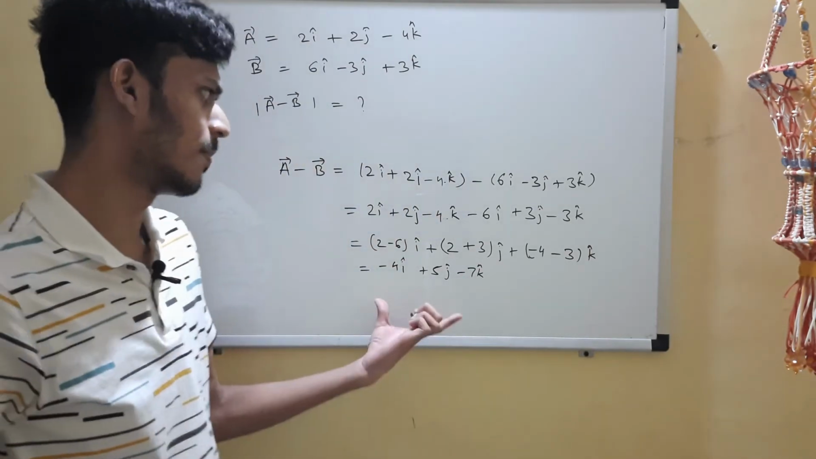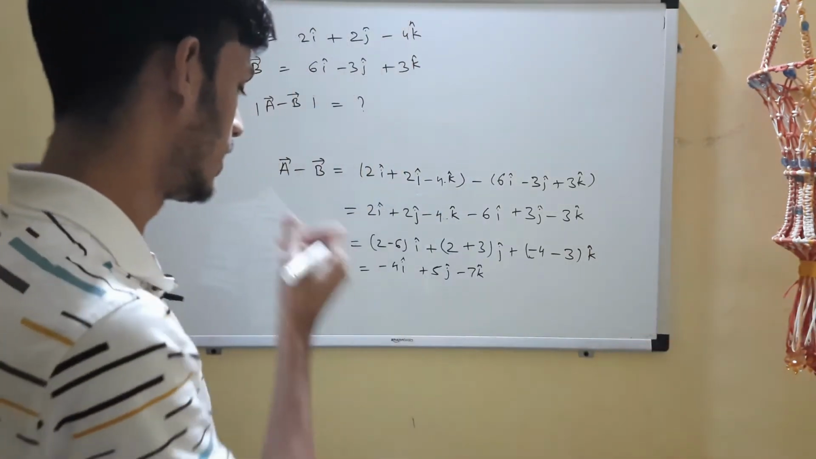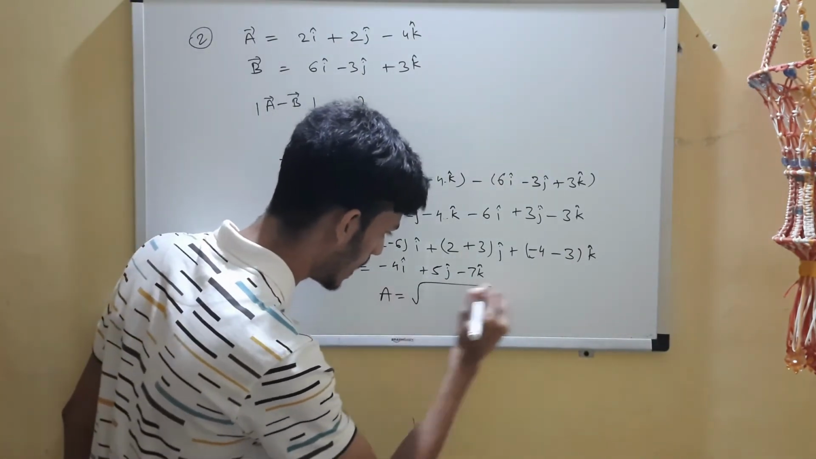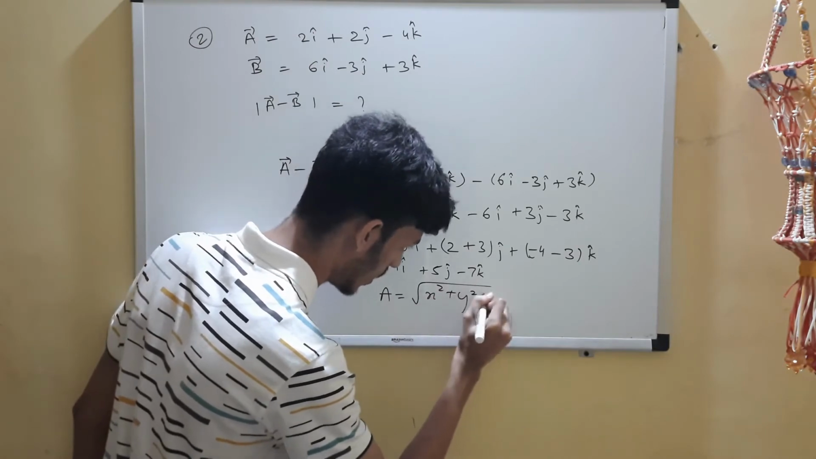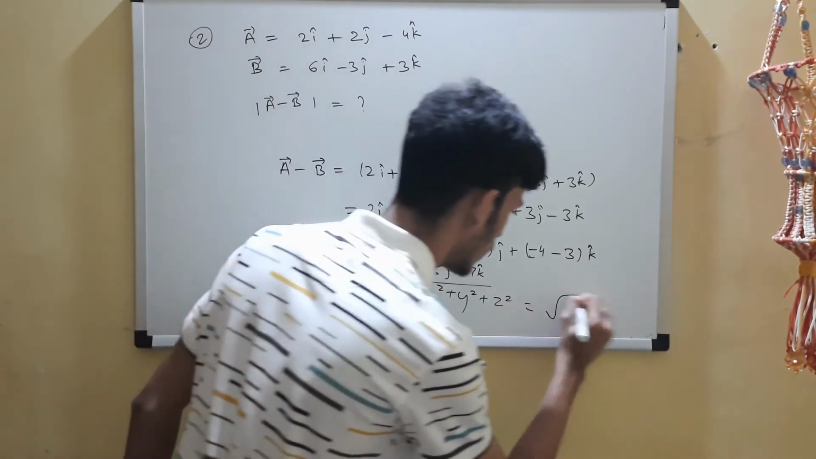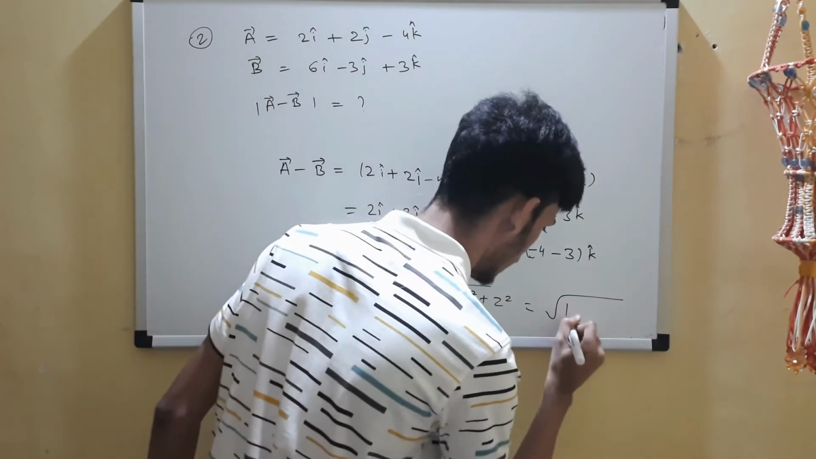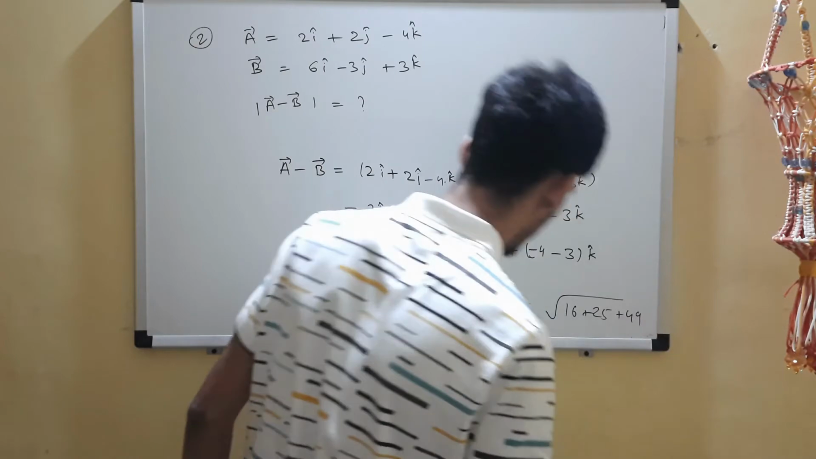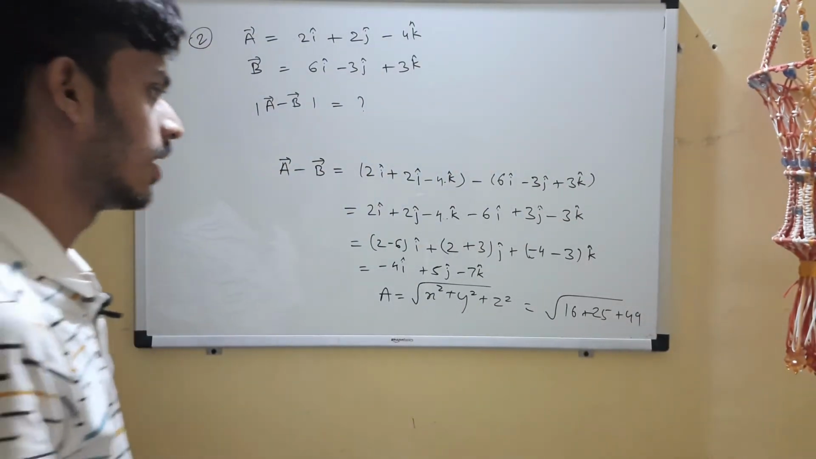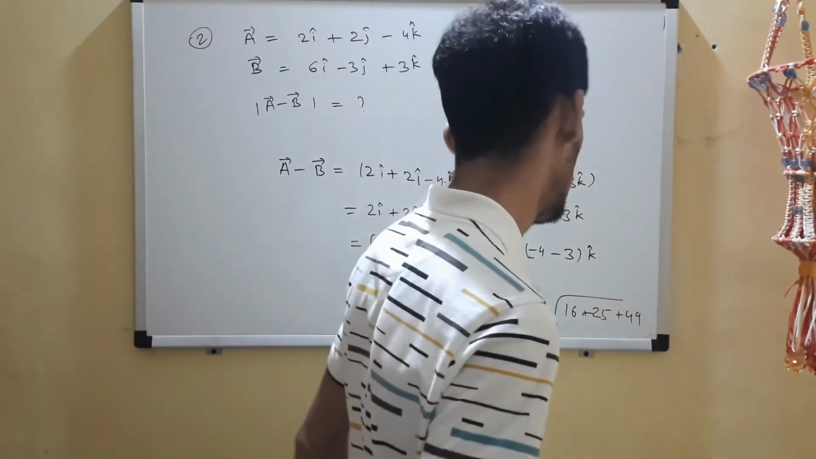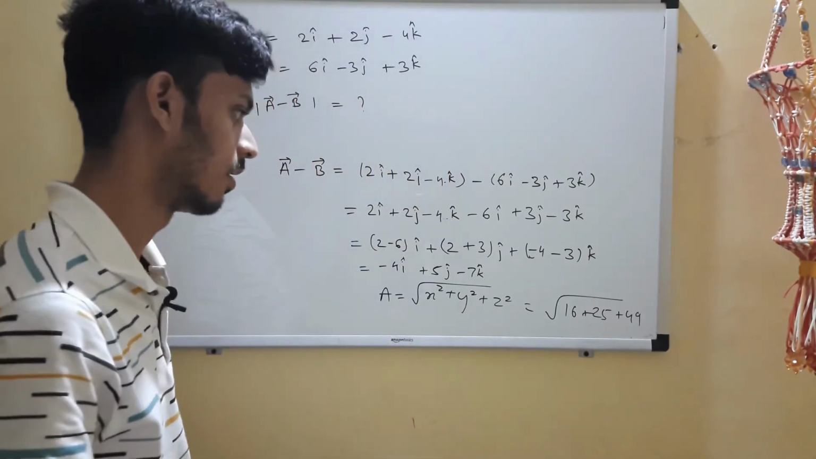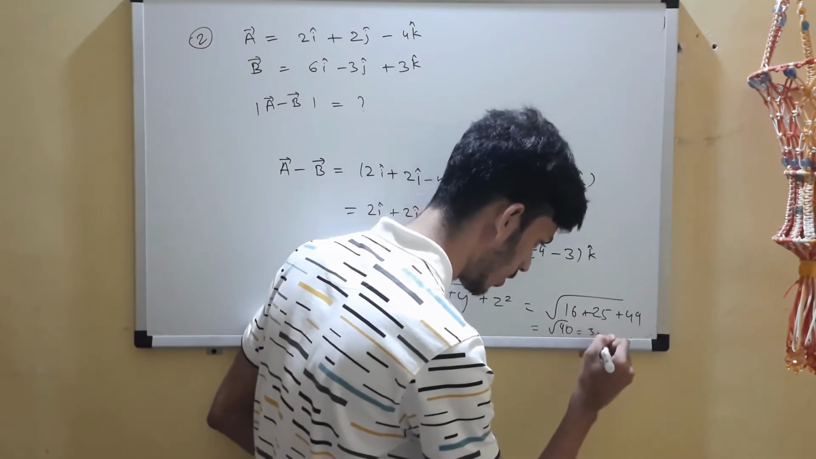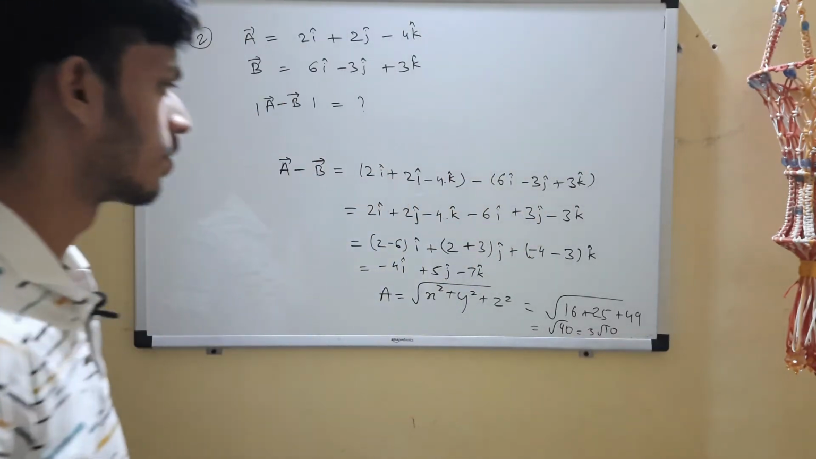And now you have to find the magnitude of this. What is the big deal? The magnitude will be the square root of x square plus y square plus z square, which is 4 square, 16; 5 square, 25; and 7 square, 49. 49 plus 25 will give us 74. 74 plus 16 is 90. So under root 90, or 3 root 10. So that's how you do it.